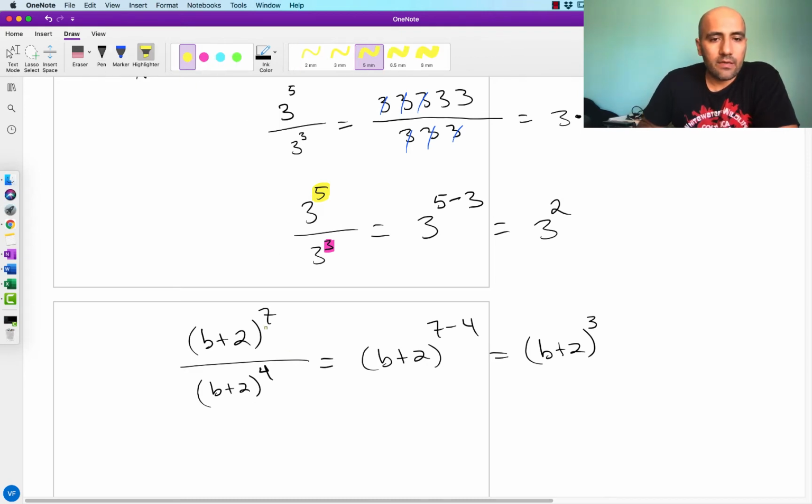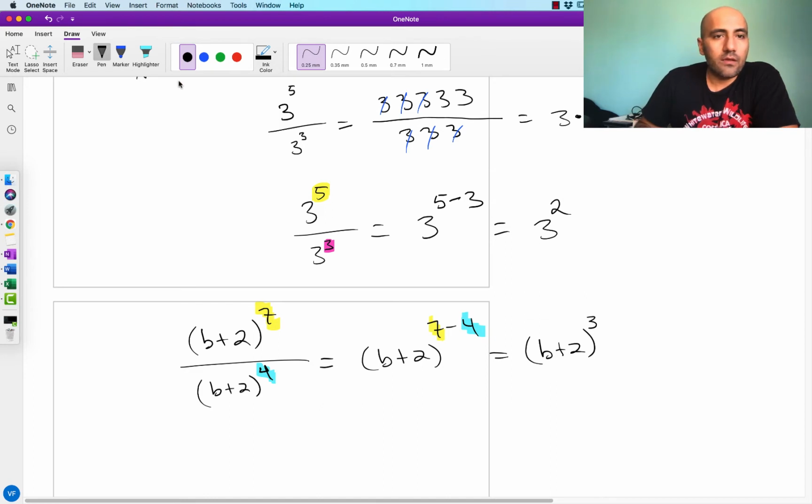It's got to be the exponent of the exponential number that's in the numerator that goes first, minus, let's put it in, see if this one looks a little better, minus the exponent of the exponential number in the denominator. And that's how we get this. Good, so that's our second rule, rule number 2.